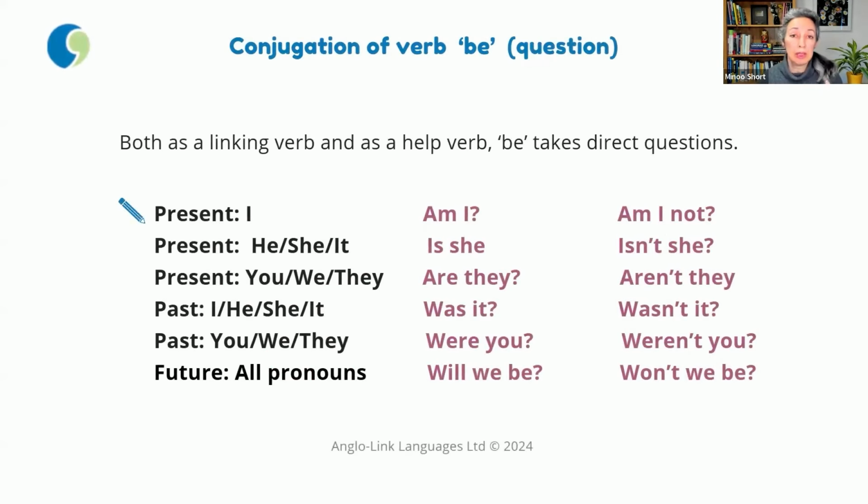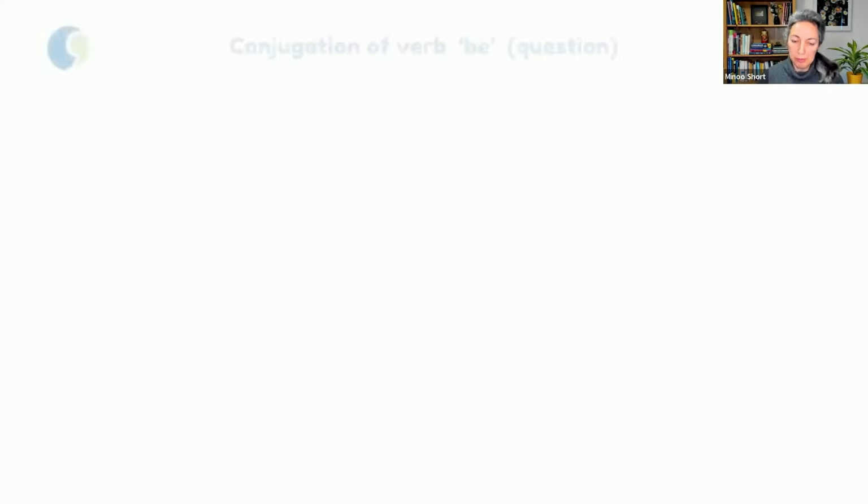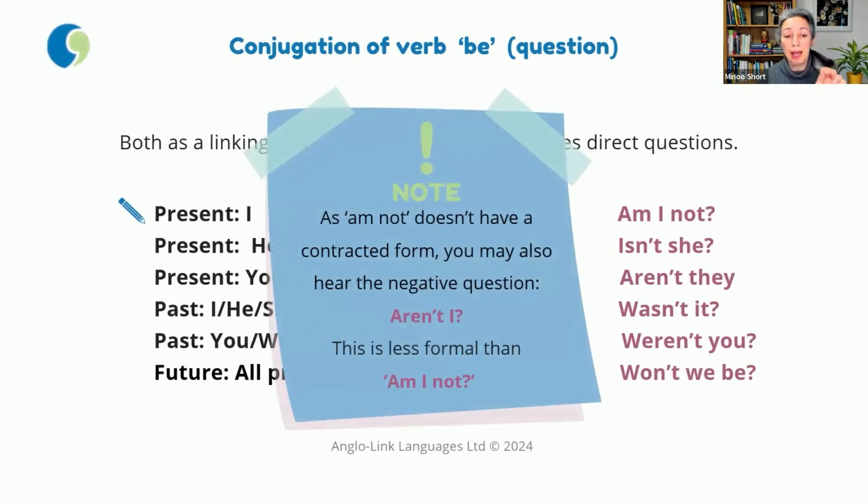In the question form, it takes direct questions, so am I, is he, etc., or negative questions: am I not, isn't he. Again, a little point here to notice that as am not doesn't have a contracted form, you may also hear the negative question aren't I, which is very strange. Suddenly the verb for I has become are. So aren't I is a strange thing to hear, but it exists. So that's all for the verb to be and the things you need to know and work on.